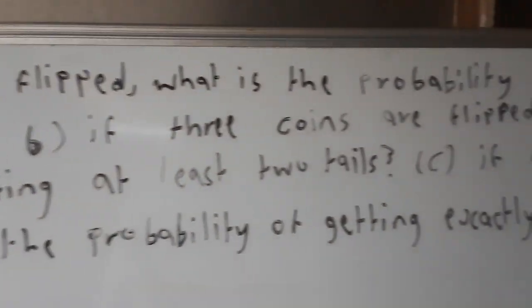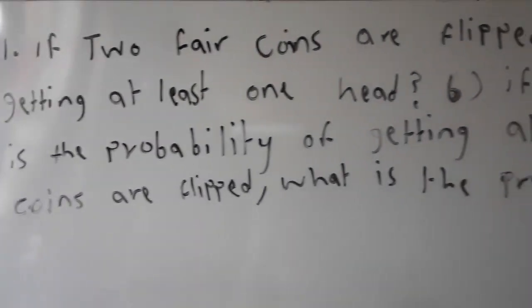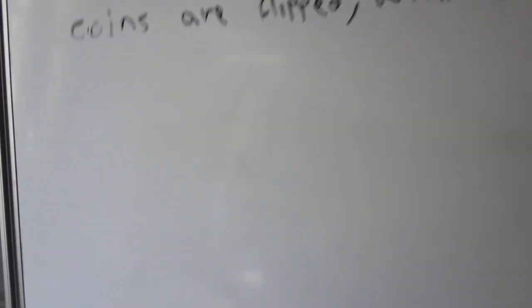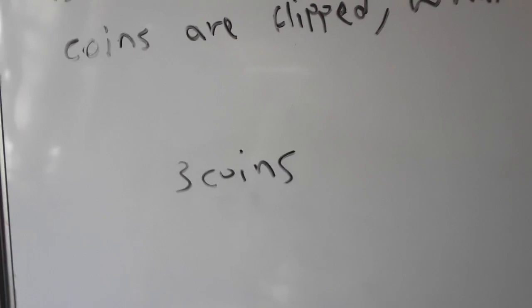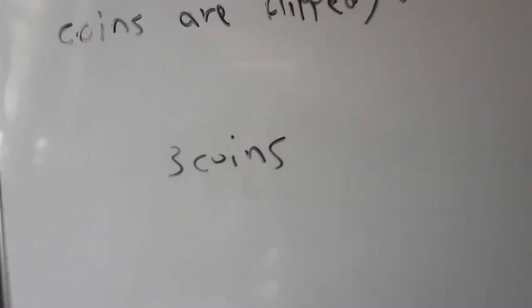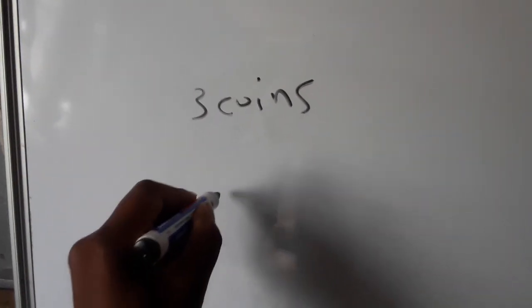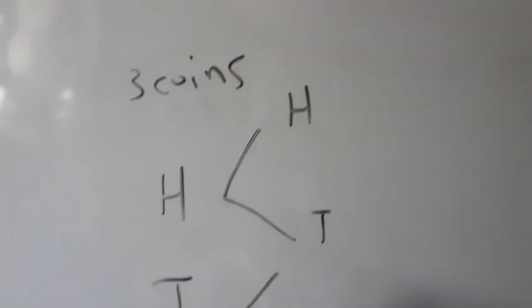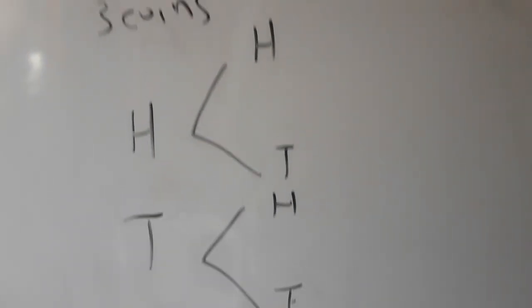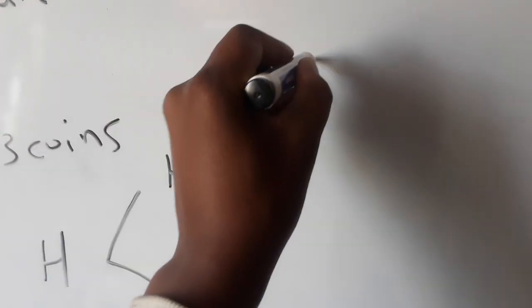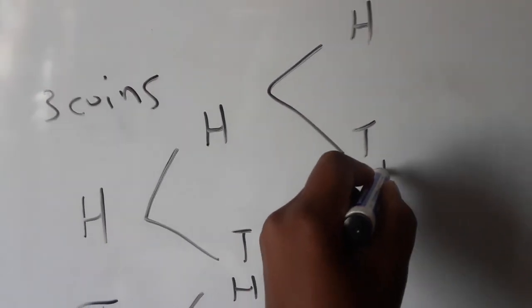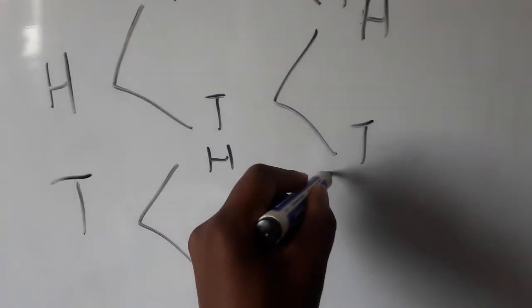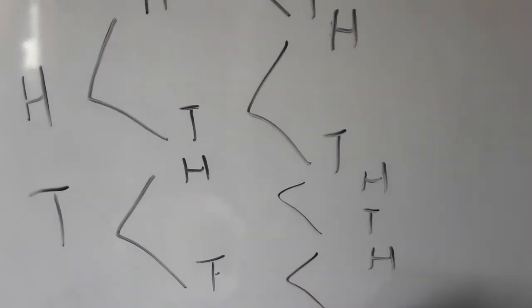Let me rub that to make space. If three coins are flipped, what is the probability of getting at least two tails? Now we have three coins. In a tree diagram, you easily see it. In the first coin, you can get head, tail. Then you can get head, tail, and the third time, you can get head, tail.